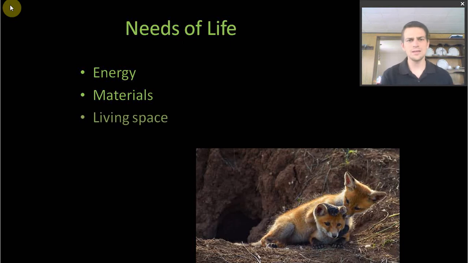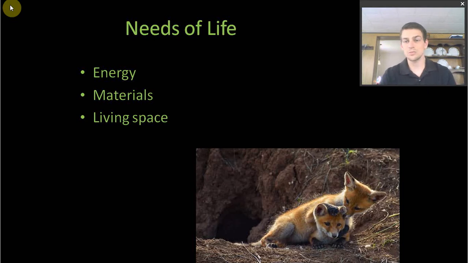And the third need is living space, and sometimes this is described as shelter or whatever, but since we're talking about all living things, we're just going to say living space. So if you see the little foxes down here in the corner, they need a nice little den for their home, and they also need to eat. They often will eat, say, rabbits or other rodents to get their energy and materials. So that's how you can think about all of their three needs being met.